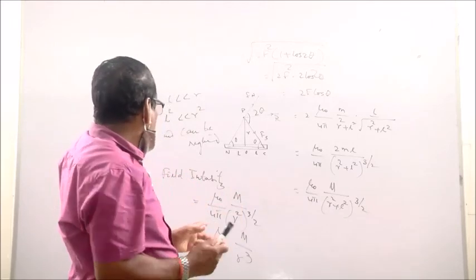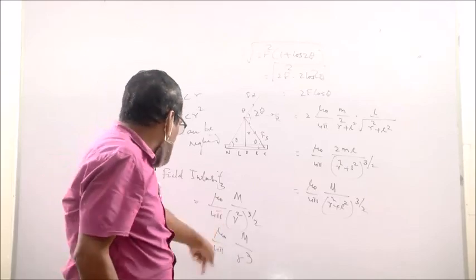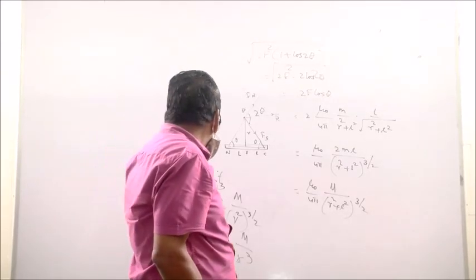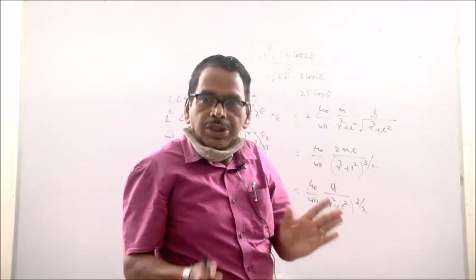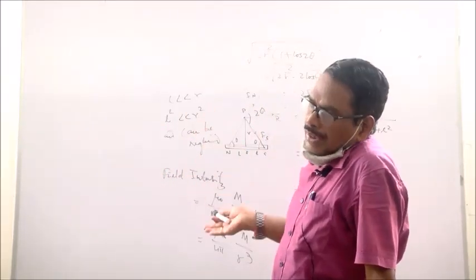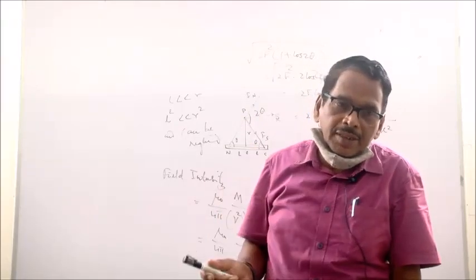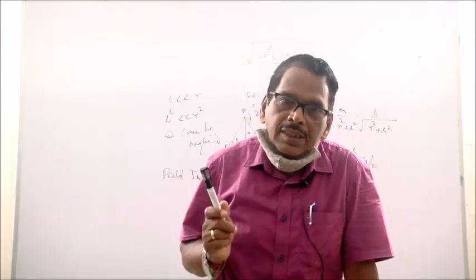In the end-on position, we have found mu 0 by 4 pi, 2m by r cube. Now in the broadside position, we have found mu 0 by 4 pi, m by r cube. So these are two long questions from this magnetism. Another long question is there. When we discuss the magnetic properties of materials, dia, para, and ferromagnetism, we will discuss those things in the next class.